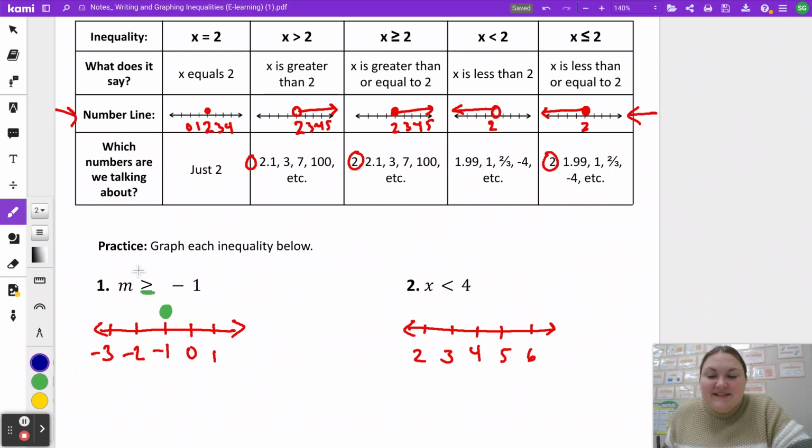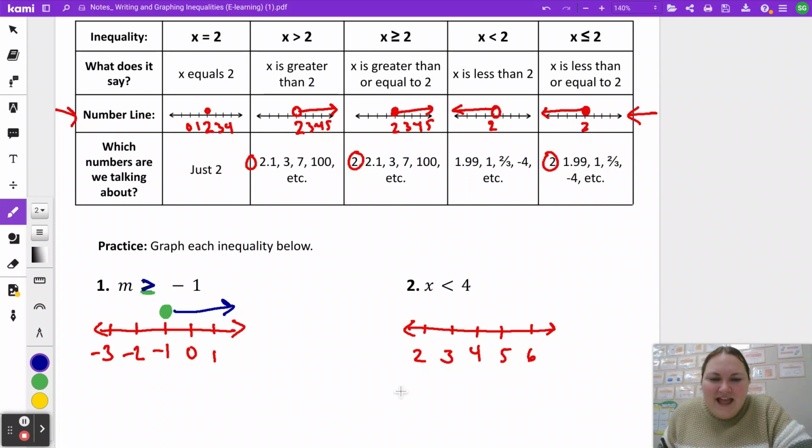And then the other piece, since it's m is greater than -1, those are all the numbers that are bigger than -1, which would be all the numbers in this direction. Remember, positive numbers are always going to be greater than negative numbers. So this right here, or something like this, would be your graph for m is greater than or equal to -1.